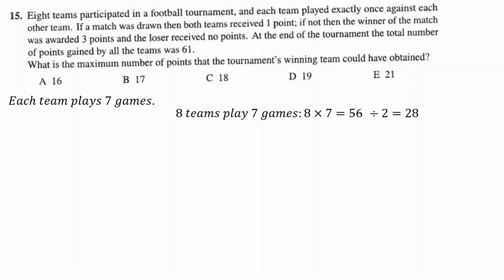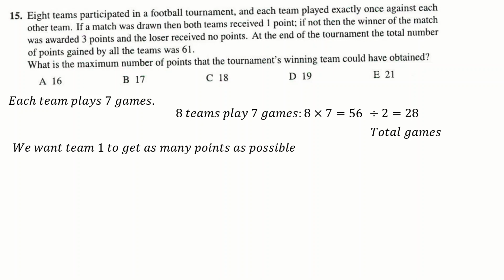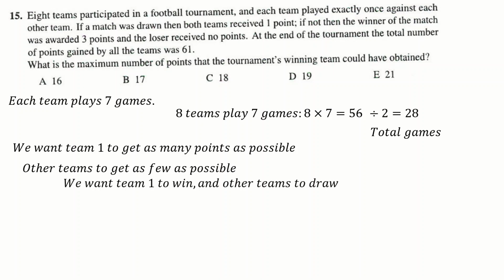And the way to minimize points that everyone else scores is you want the other teams to get draws against each other, because draws have a net bonus to the total score of 2, whereas wins, because it's 1 each, whereas wins have a net bonus of 3. And so if I want the winning team to have as many points as possible, I want the other teams to all draw each other such that they don't take points away from this total, and I can instead give them to the winning team instead. Okay, so I want team 1 to get as many wins as possible. I want other teams to get as few as possible, which means other teams need to draw as many times as possible.